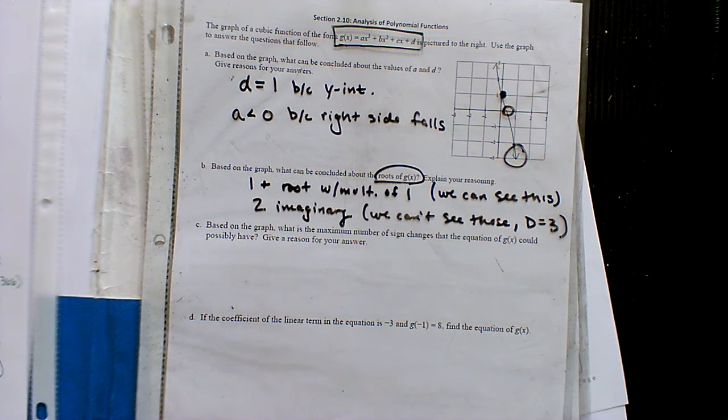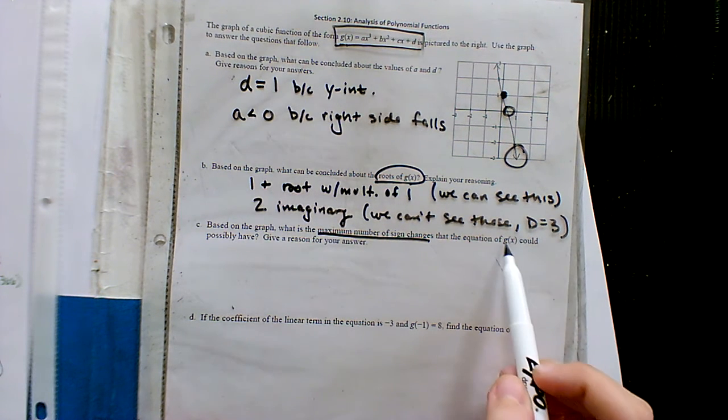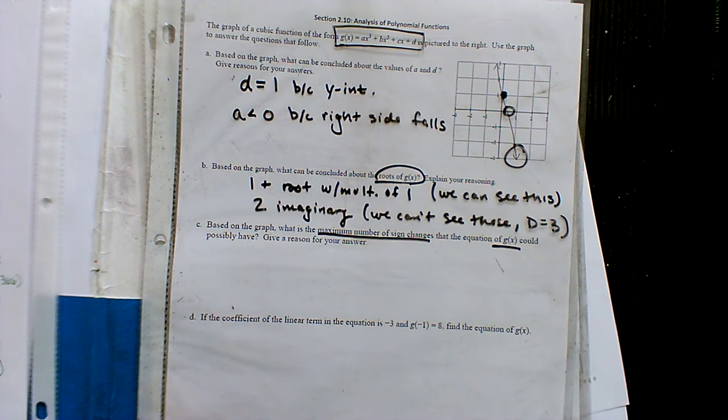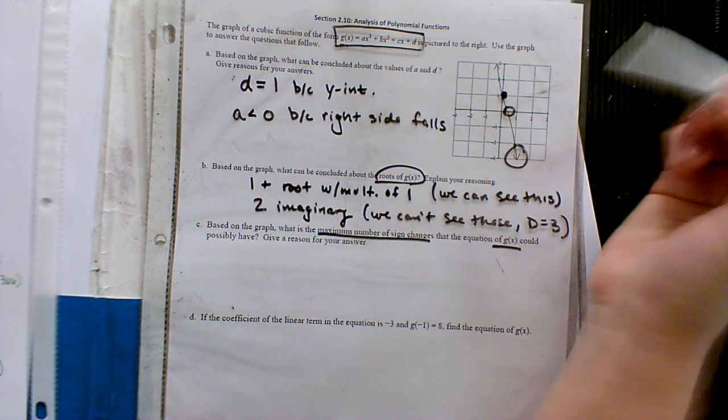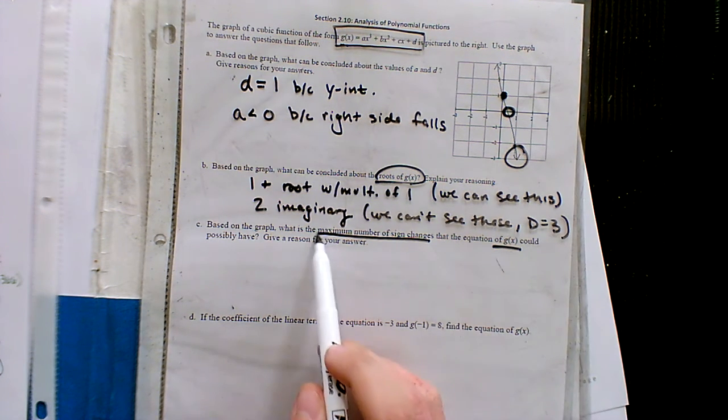Okay. Part C. Based on the graph, what is the maximum number of sign changes that the g of x equation from the top could possibly have? This is a thinker. Just 1, because there's only one positive root, so there can only be one sign change. Okay, so we know that there's only one positive. But when we did Descartes' rule of signs, something gave us the maximum number, and then we were able to figure out other possibilities based off of that. So we know there's one, but we're trying to figure out the maximum number.